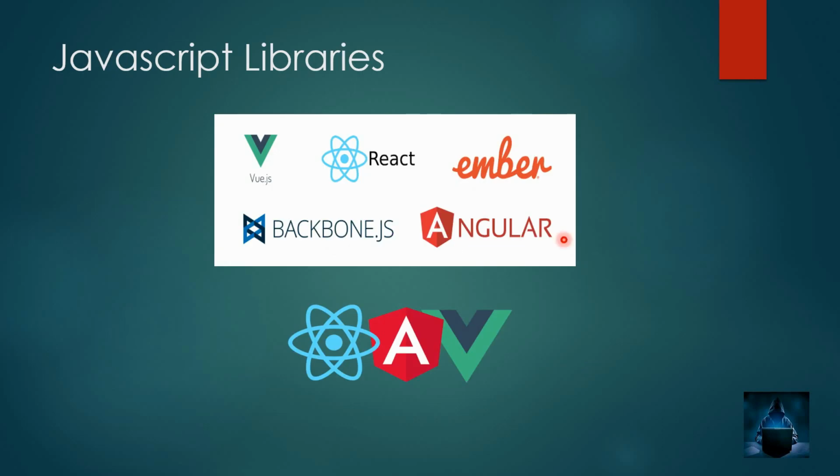Similar to this, we have a number of JavaScript libraries, and these are some famous ones. For example, Vue.js, React.js, Ember.js, Backbone.js, Angular.js. We still have Vanilla.js, Coffee.js and so on. But still, the most popular ones to choose from are React, Angular and Vue.js. Right? So you can go with any one of the frameworks or libraries among these three.